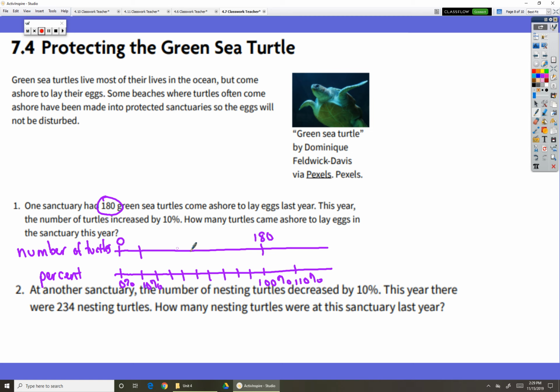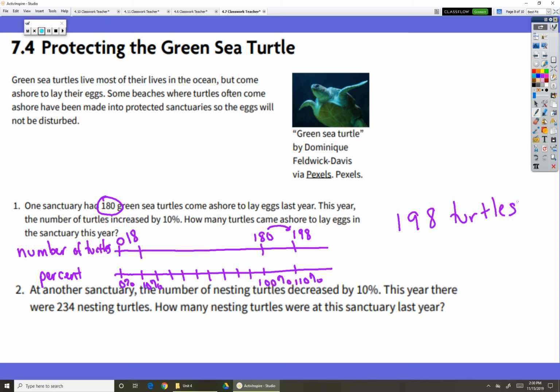So up here, 0 to 180 is also divided into 10 parts. 180 divided by 10 is 18. So each part is 18 turtles. So if I'm increasing by 10%, I'm going to increase by 18 turtles. 180 plus 18 is 198. So there are 198 turtles laying eggs in the sanctuary this year.